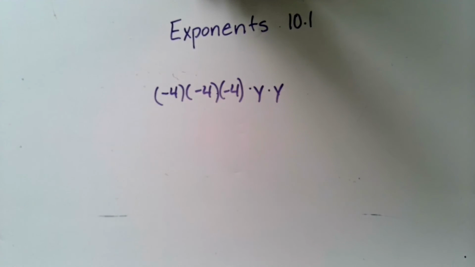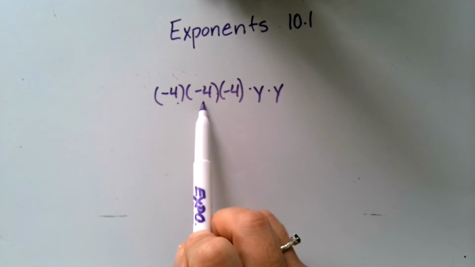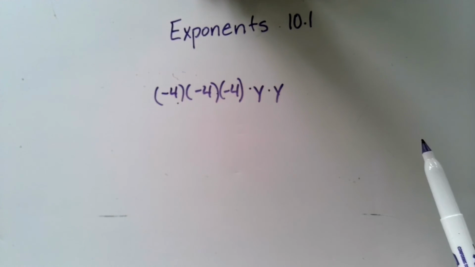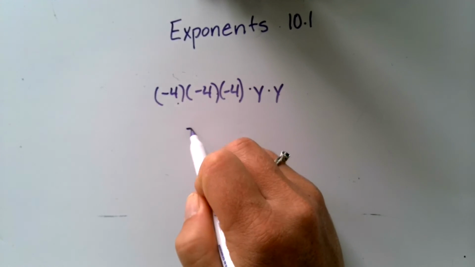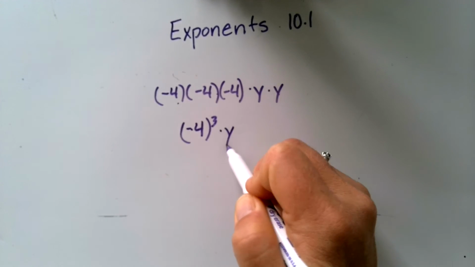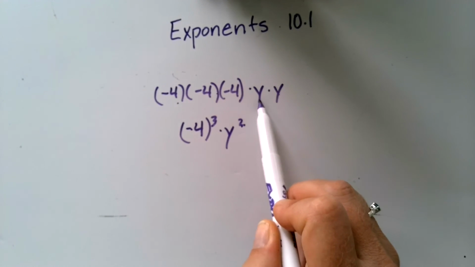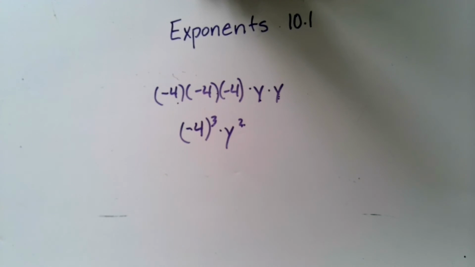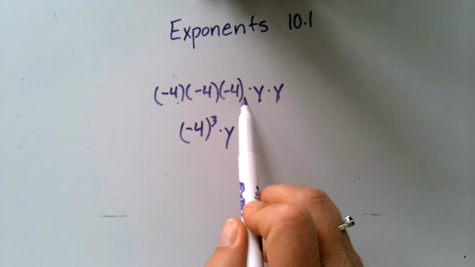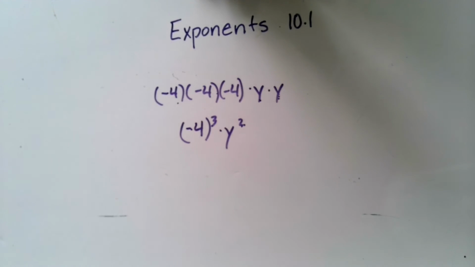The final thing I want to show you guys is how to write exponents when you have different bases. So here our base is -4. Here our base is y, okay? So this would be -4 to the third power times y squared. So your exponent tells you how many times you're multiplying that base. So here it's 2, here it's 3, and your base remains unchanged. So have fun with this.